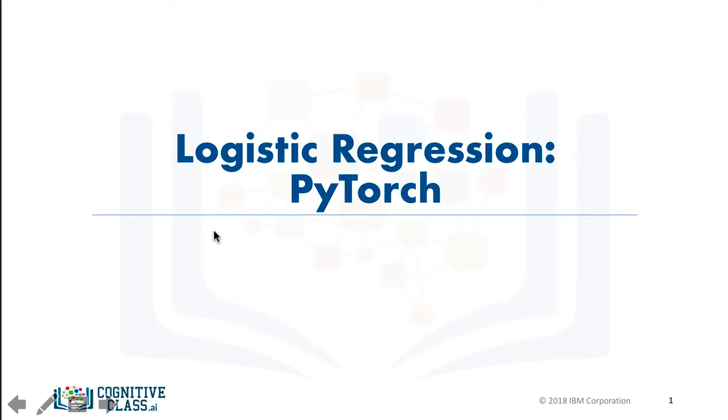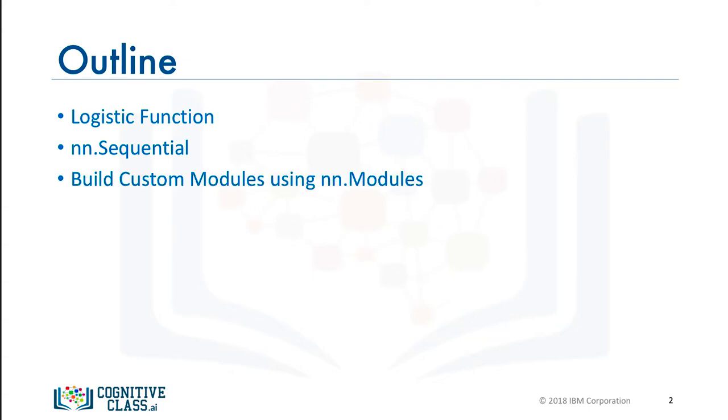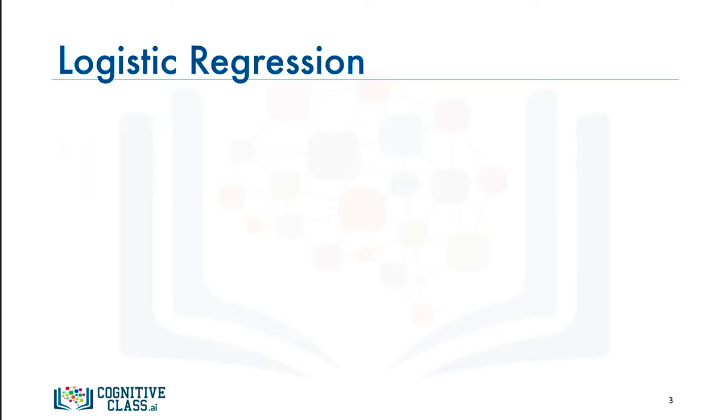In this video, we'll discuss logistic regression in PyTorch. In particular, we're going to talk about prediction. First, we'll talk about the logistic function. Then we'll talk about a cool module called nn.Sequential, and this is a great way to build a really fast model. And then we'll talk about building a custom module using nn.Module.